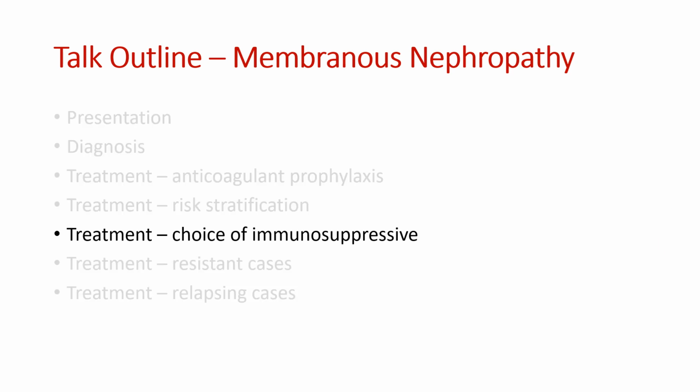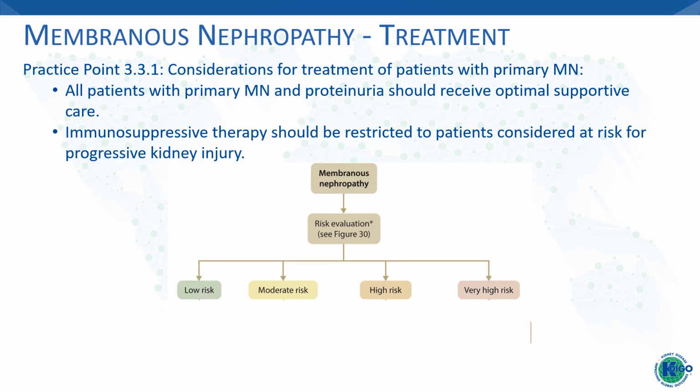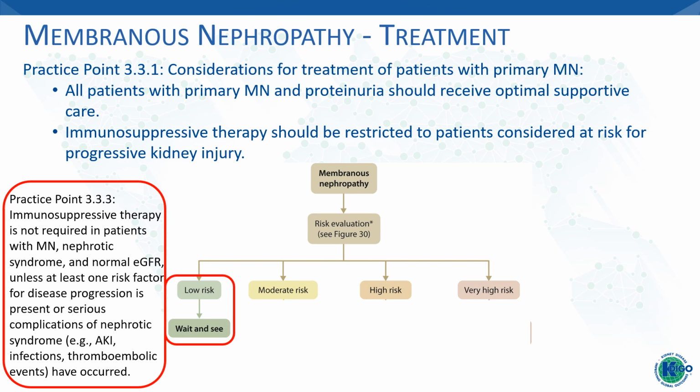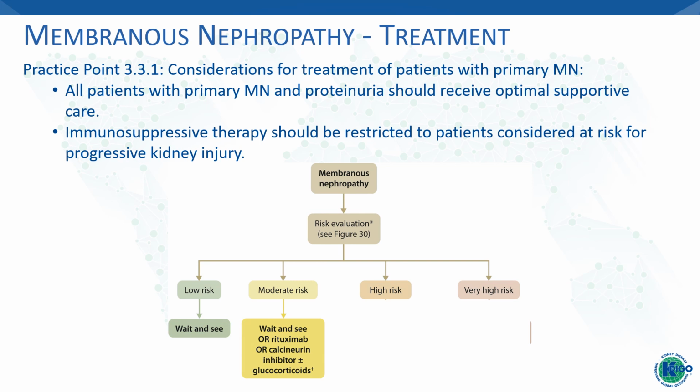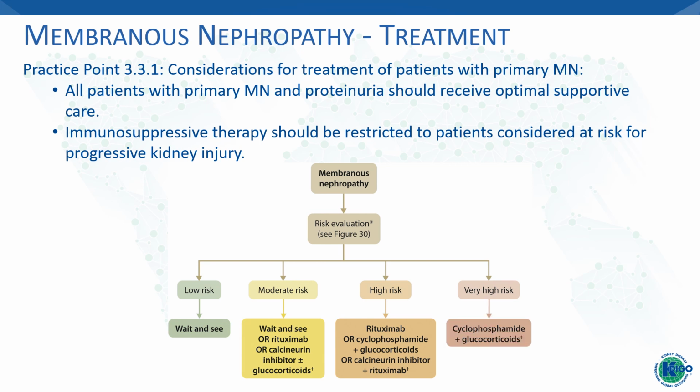So now, after you have stratified your patient into one of these risk categories, you have to choose your immunosuppression according to the risk evaluation. If the patient has low risk membranous nephropathy, it's better to wait and see, except if the patient has any criteria of a very high risk situation, in which case you have to manage immediately. If the patient is moderate risk, you can wait and see, or start rituximab or a calcineurin inhibitor plus or minus glucocorticoids. If high risk, you can start rituximab or cyclophosphamide plus glucocorticoids, or calcineurin inhibitors plus rituximab. If the patient is very high risk, you have to start cyclophosphamide and glucocorticoids.